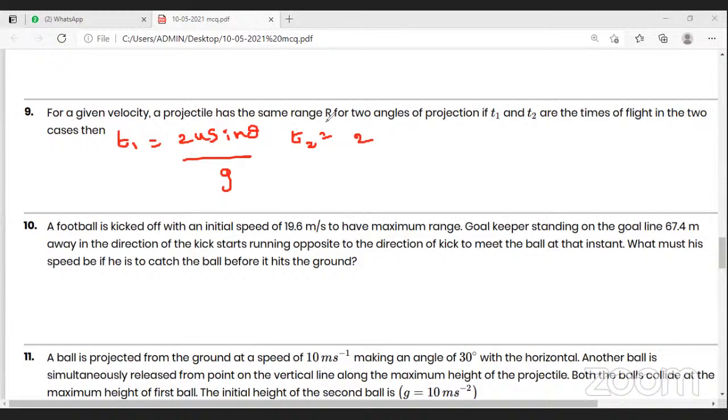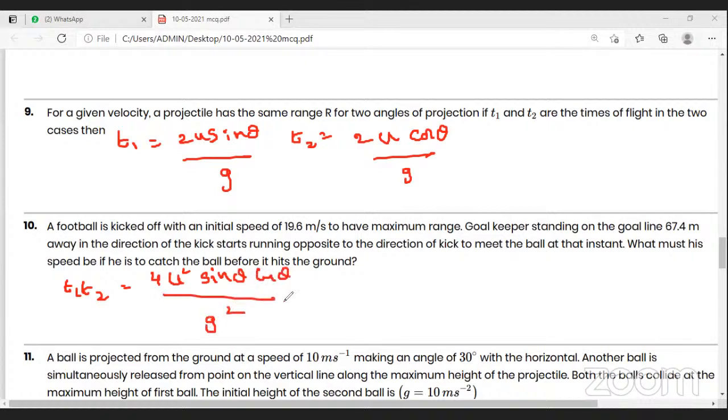Both are complementary angles. Range is the same in the sense they are complementary. 2u sin(90 minus theta), that is cos theta. So T1 is 2u sin theta by g, T2 is 2u cos theta by g. Now, to get the equation of range, better we multiply both of these. So what about T1 into T2? 2 into 2, 4, u square sin theta cos theta by g square.